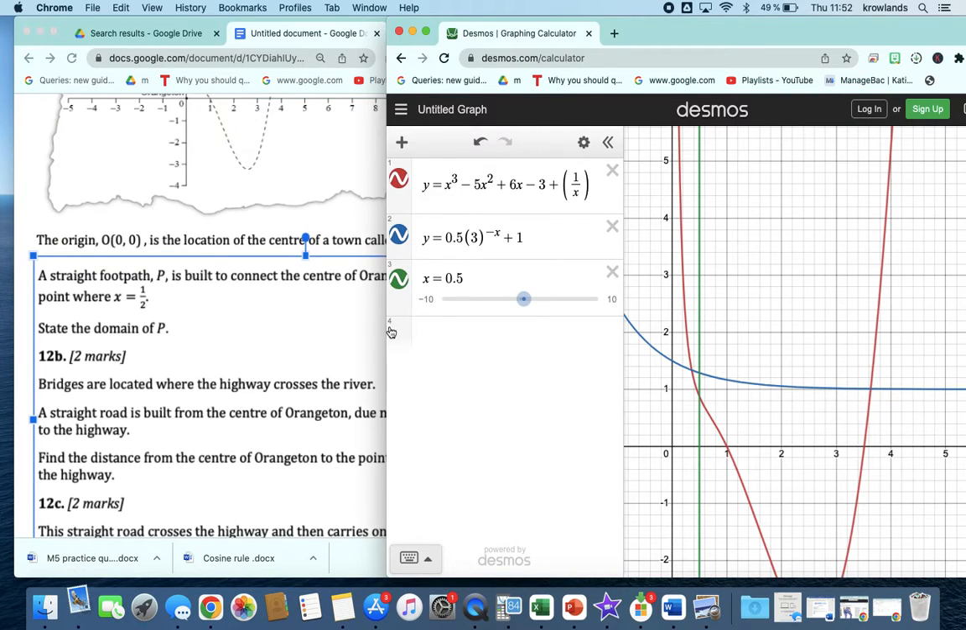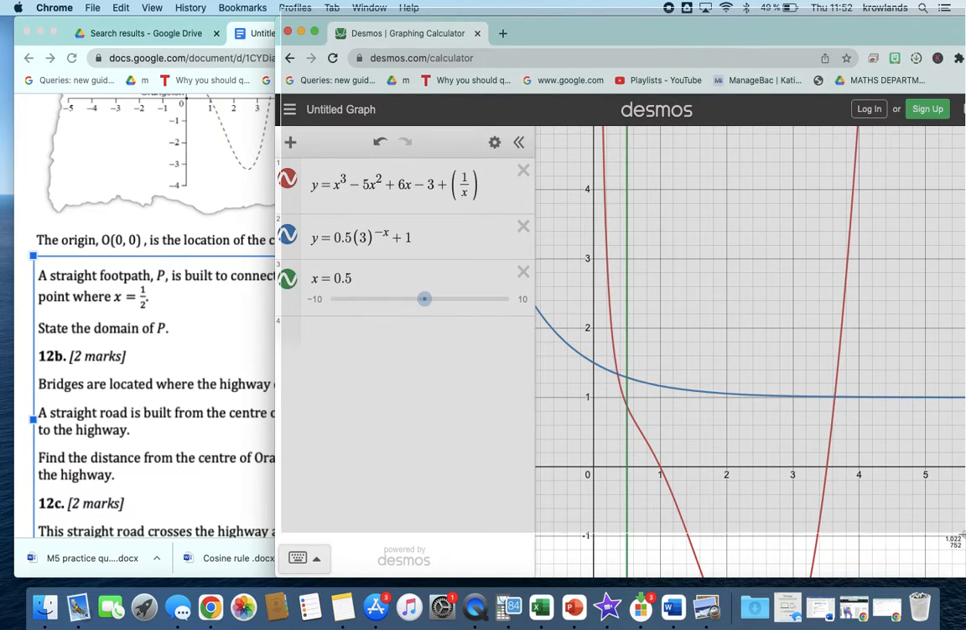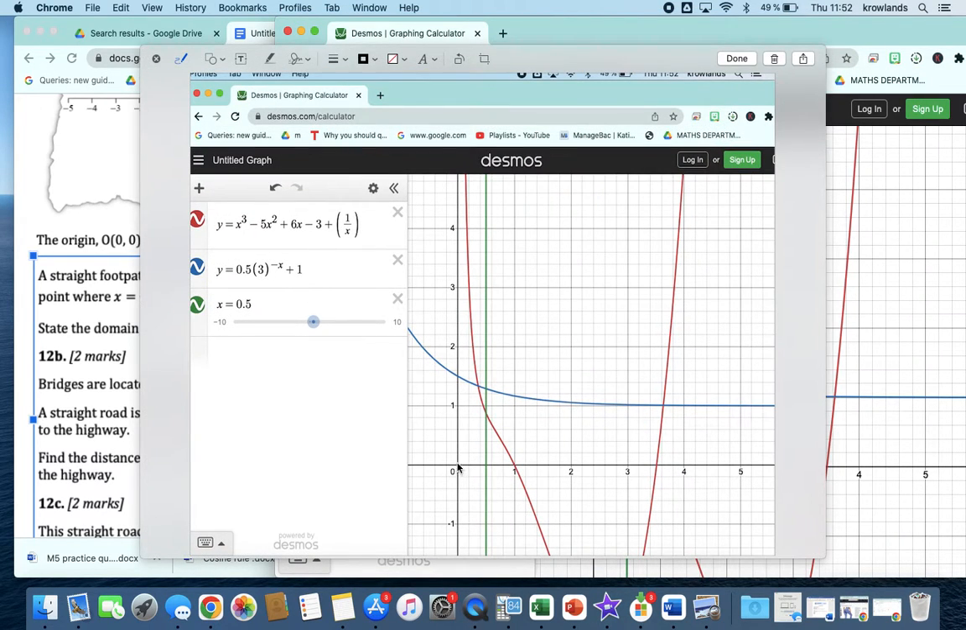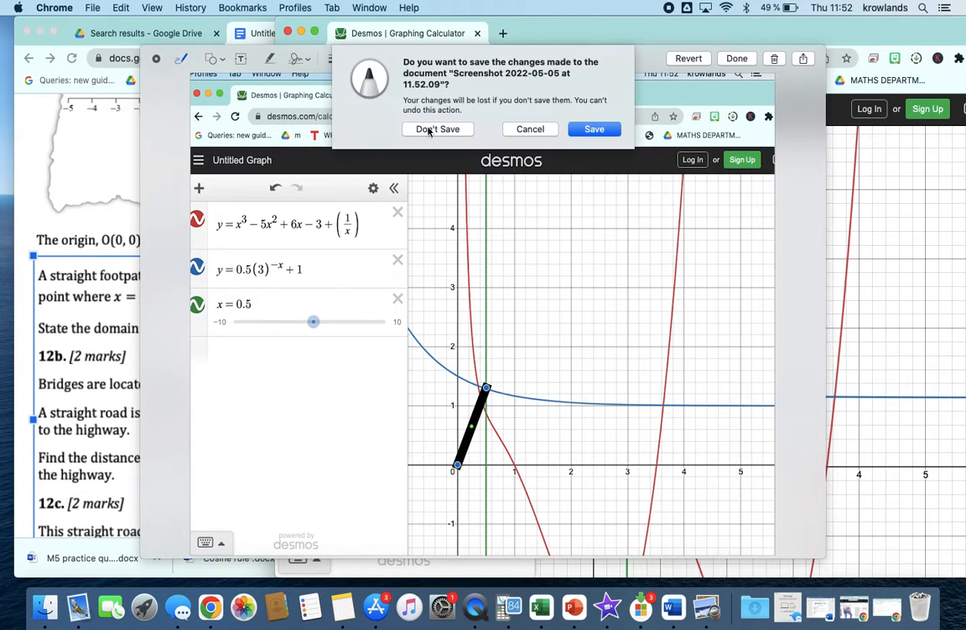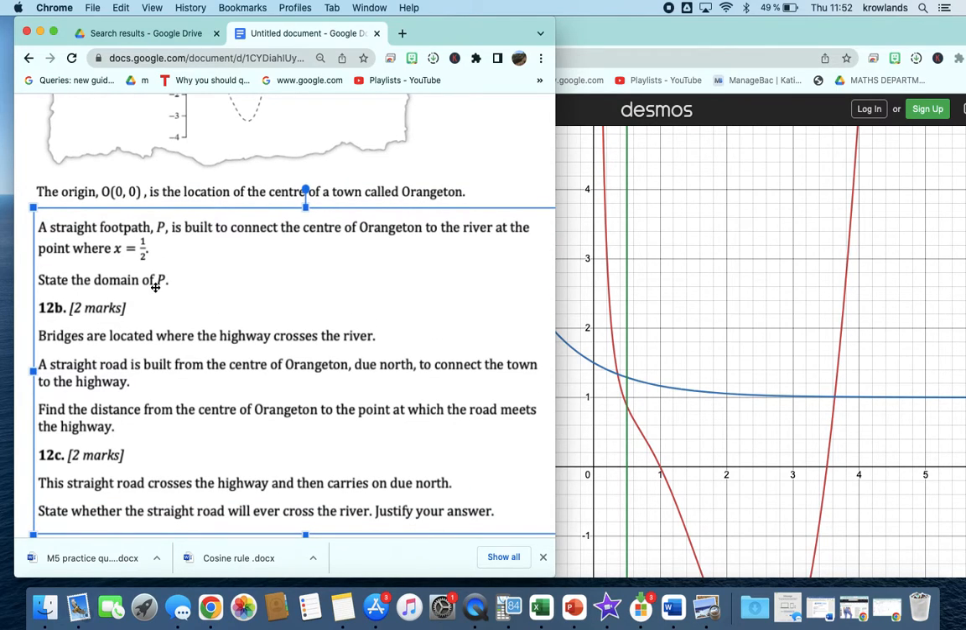So rather than drawing a line using the equations, I'm going to draw a line physically on this diagram to show you what this means. This is what the straight path is going to look like, and you can see it starts at 0 on the x-axis, and then its final value where the path ends is at 1/2. So the question here is very simple. It says state the domain of P.